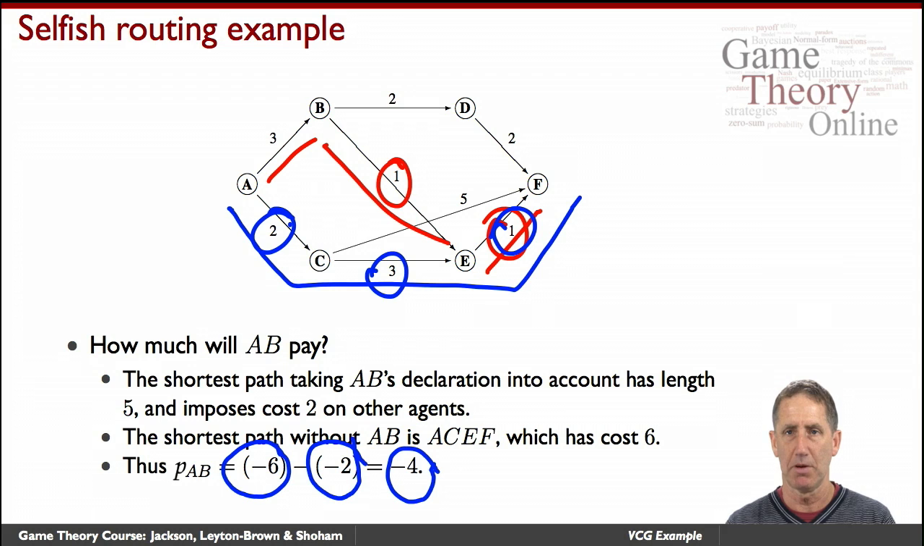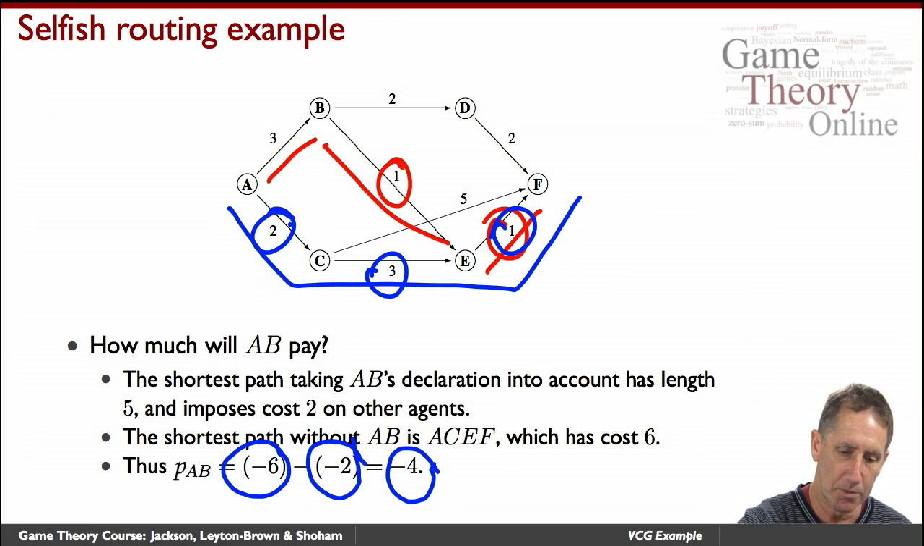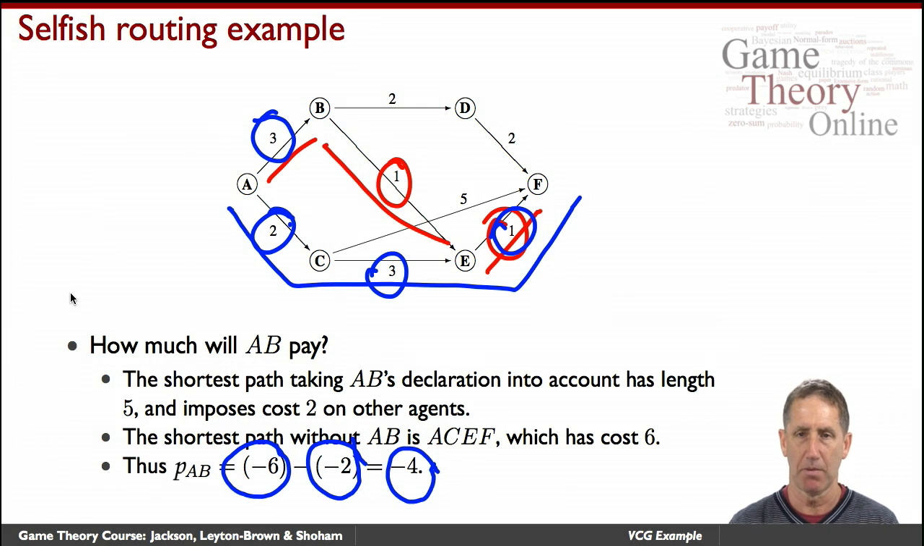In other words, AB will get a payment of 4, making, if you wish, a profit of 1, because their cost is 3, they'll get a payment of 4, and they'll have a benefit of 1. So this is for AB.